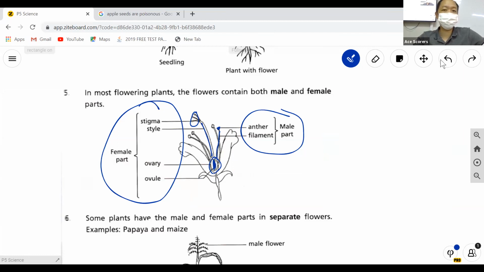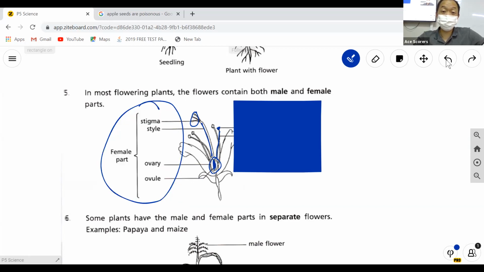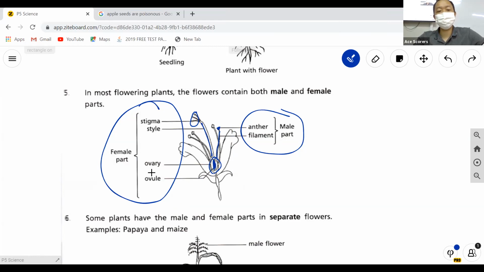I give you 30 seconds. Last 5 seconds. 5, 4, 3, 2, 1. Okay, so let me ask. One at a time. Male is the anther and the filament. Then female is the stigma, style, ovary, and ovule. One more. Ovule. Whoa. Okay, stigma, style, ovary, ovule, right?